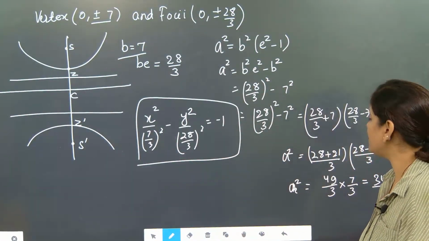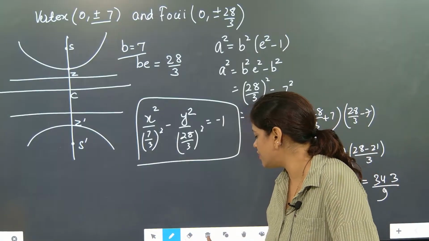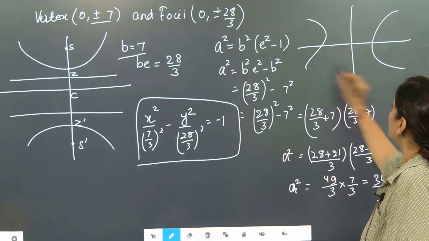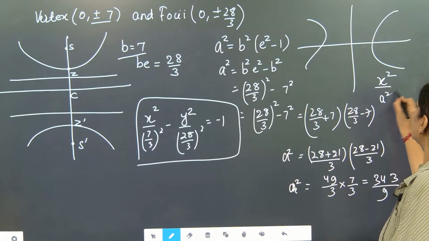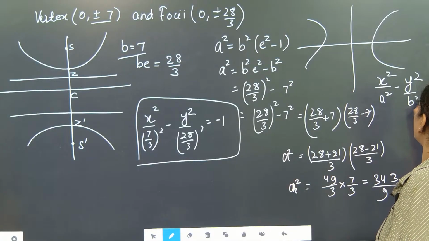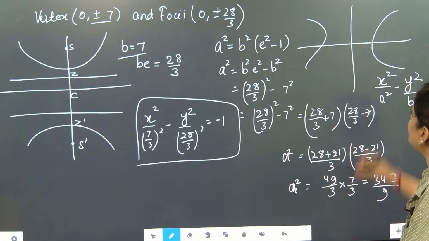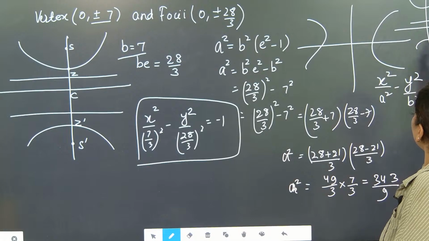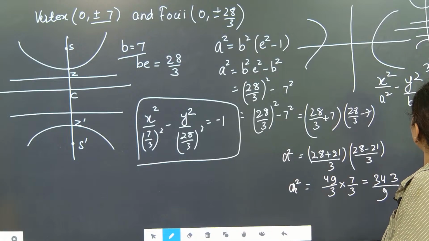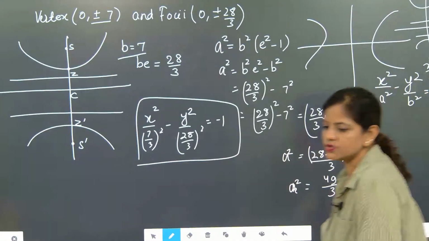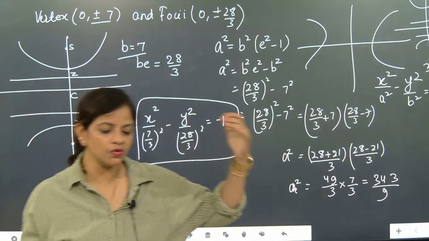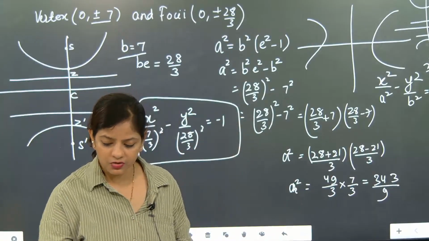Now if they give you a question like this, how are you going to proceed? What is the equation? For the transverse hyperbola, the equation is x square by a square minus y square by b square equal to 1. Understood? And for the conjugate hyperbola, when the hyperbola is resting on the y-axis, it will become x square by a square minus y square by b square equal to minus 1. I hope you have understood this one.